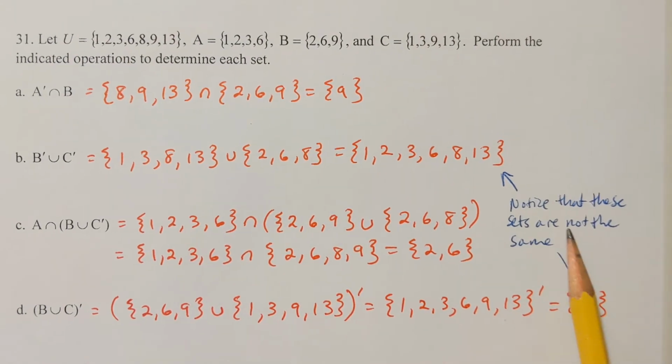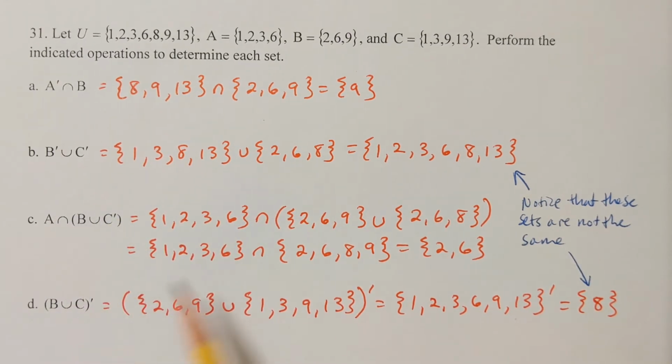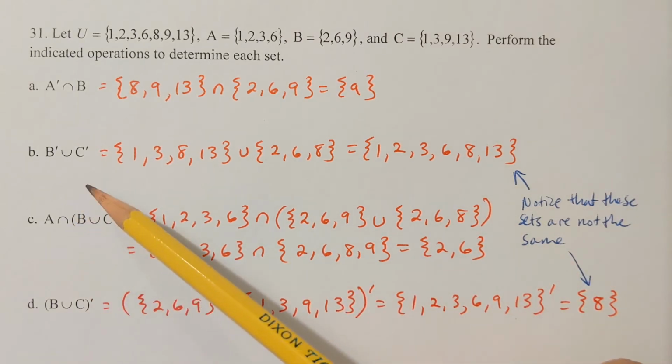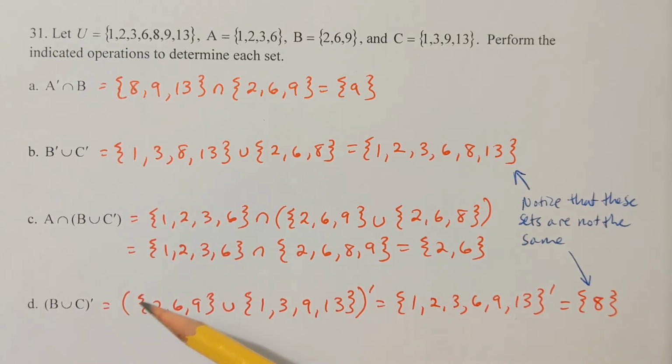I'm going to note here that my answers for part B and part D are different. That'll usually happen. B complement union C complement is different from B union C complement. We'll talk about De Morgan's laws later on in this chapter.